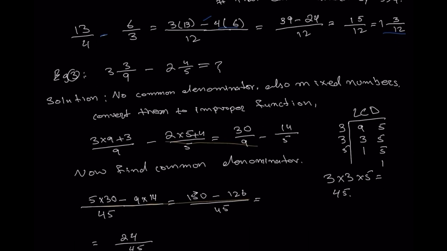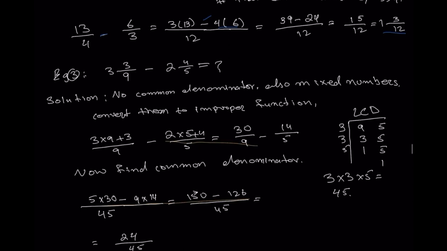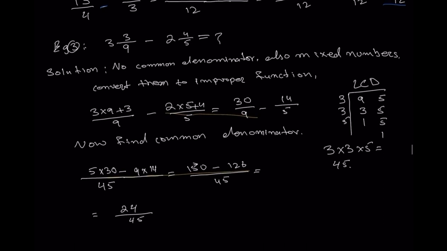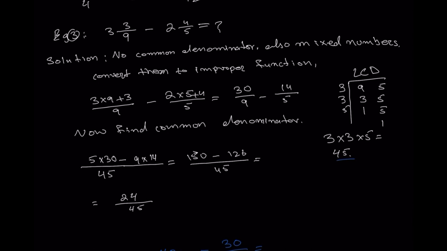We got these. Excuse me, guys. 30 over 9 minus 14 over 5. The way we can find the LCD is to just multiply these two numbers. That gives you a number that is divisible by the first fraction's denominator and the second fraction's denominator. So our LCD is 45, and that's how we find it.